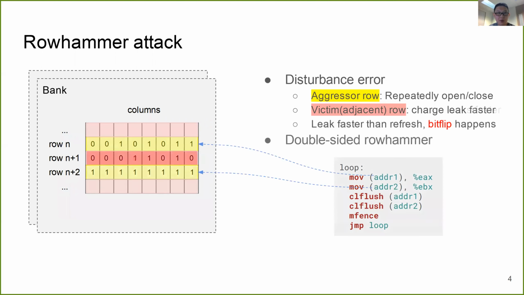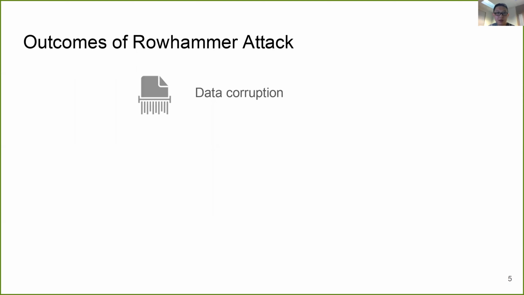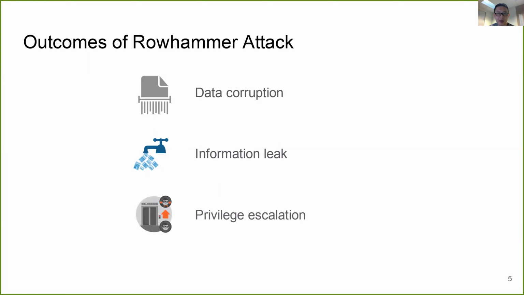And in our work, we will use a more effective variant called double-sided rowhammer, in which the attacker hammers both adjacent rows of the victim row, which can trigger a bit flip more effectively. The output of a common rowhammer attack may vary, ranging from data corruption or information leak, or even privilege escalation, depending on where the bit flip happened and how the attacker exploits it.